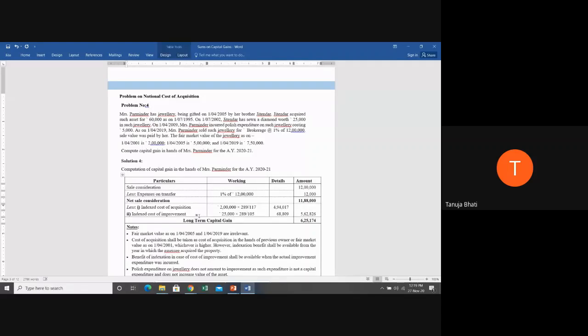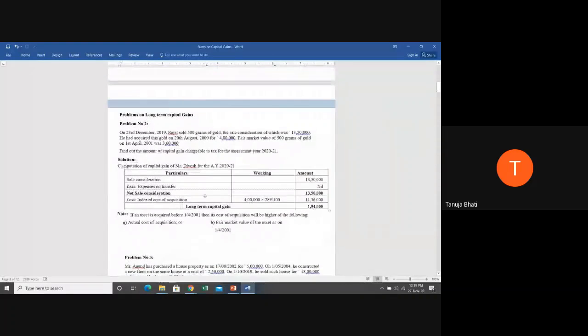Cost of acquisition to the previous owner, because Parminder has received it free of cost. So Jitendra had acquired the asset for 60,000. And yesterday we learned a concept that if any asset is purchased before 1/4/2001, the cost of acquisition will be the actual cost of acquisition or fair market value as on 1/4/2001, whichever is higher.